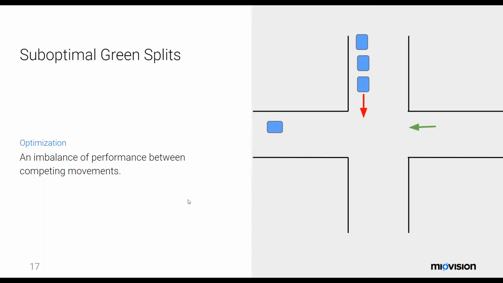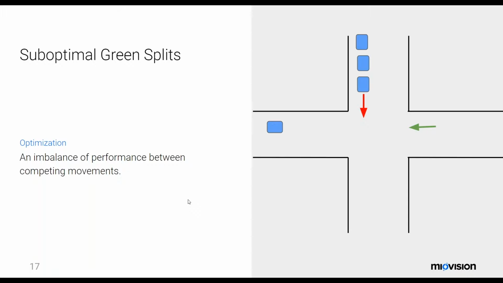So suboptimal green splits: when there is an imbalance in performance between competing movements in a specific hour, we identify that and report on it. This needs to be a problem that's happening as a trend. If it just happened one day or was sort of an anomaly, we're not identifying it. We identify trends based on crunching multiple weeks of data, and if it's a systemic issue, we surface it.